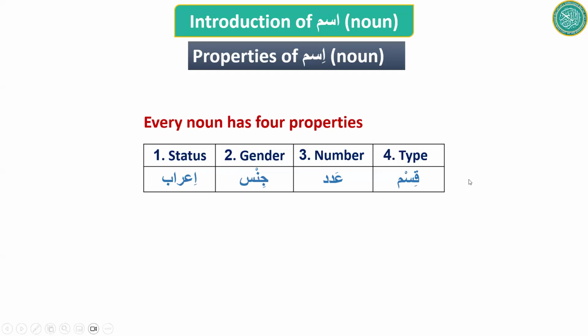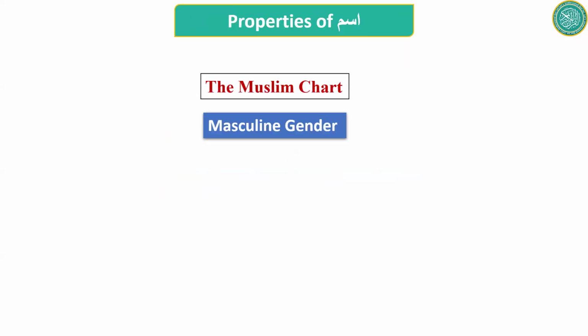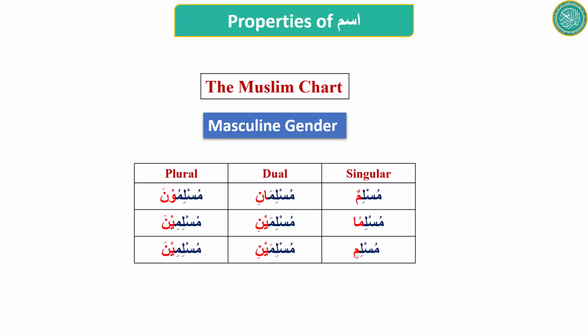Still revising. We haven't learned anything new yet. Now, moving on, we will learn about status. What is a status? For each of these properties, we will learn in detail. It's going to take some time, but this is the foundation. Without learning this, you cannot learn Arabic. So be focused, please. To learn status, we need to learn the Muslim chart first.